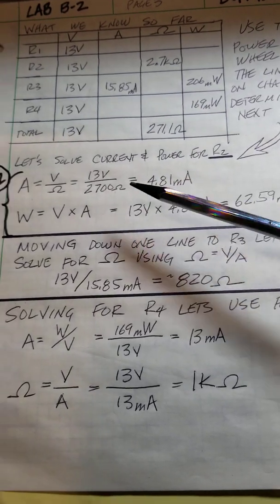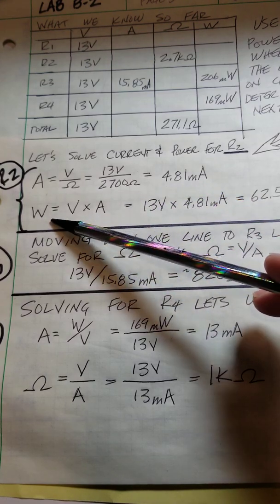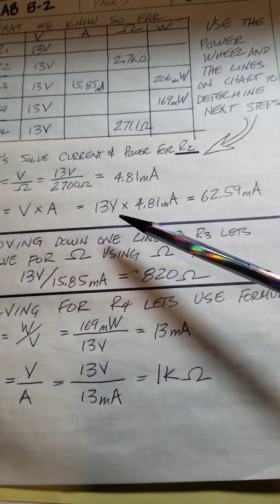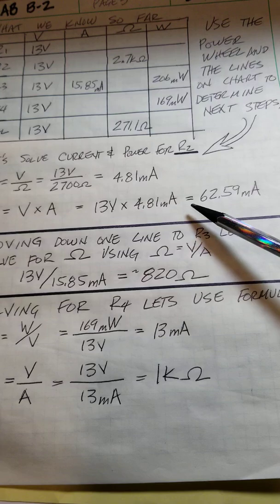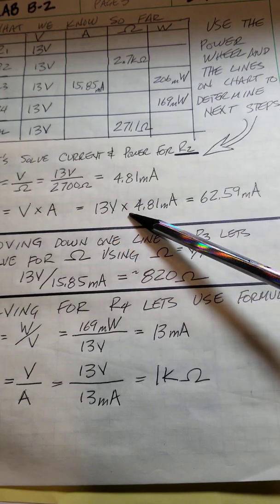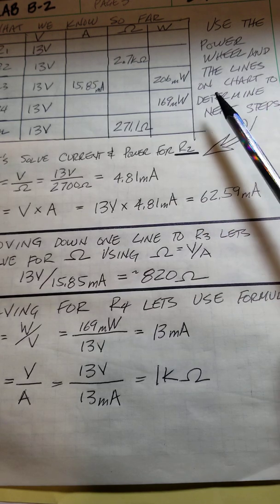We'll transfer that. Now that I know what my current is, I can solve for power, or for watts, for my R2. I take that 13 volts and multiply it by 4.81 milliamps, 13 times 4.81, and I get my power of 62.59.